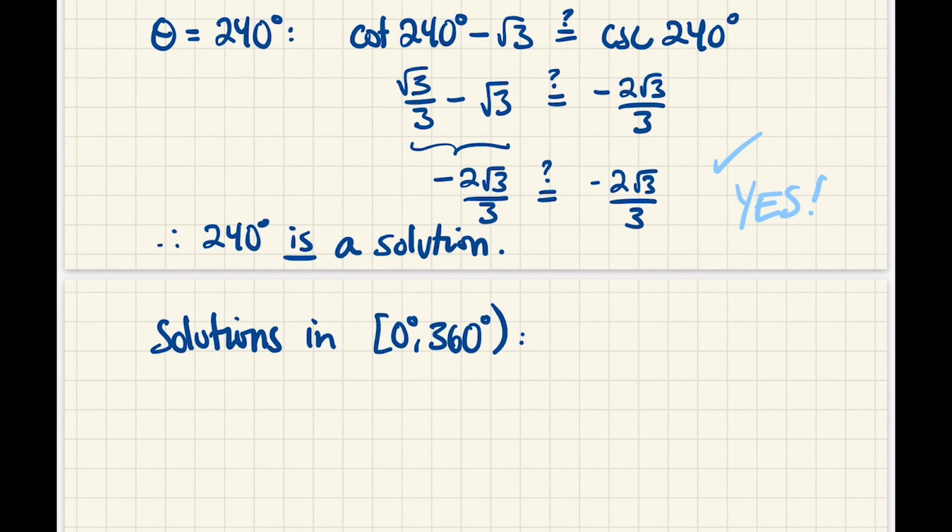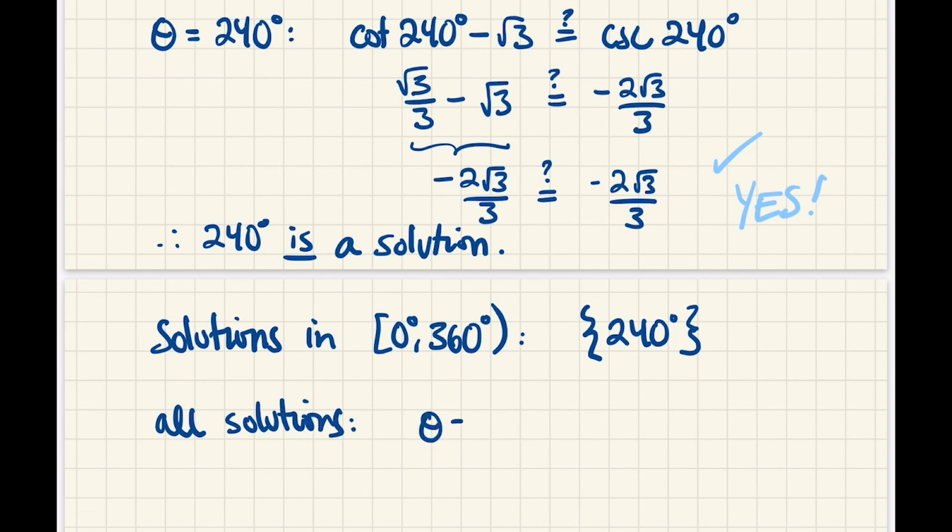So between 0 and 360 degrees, of course, there's the singleton solution of 240 degrees. And if we wish to write all solutions, well, it's just going to be that 240 degrees plus everything coterminal to it, stipulating, of course, that n is an integer.